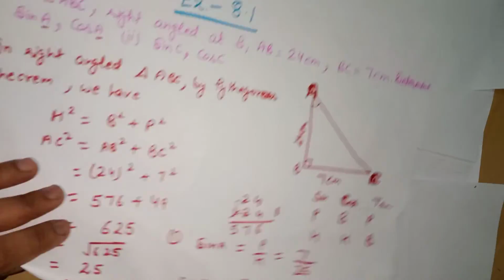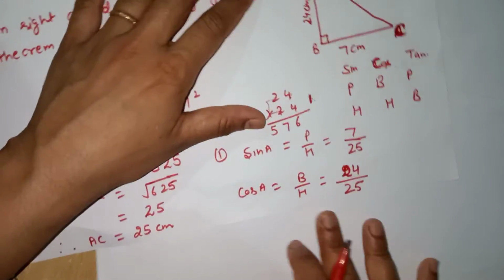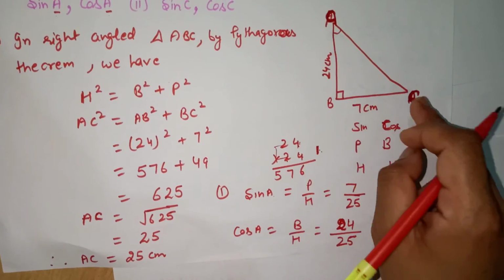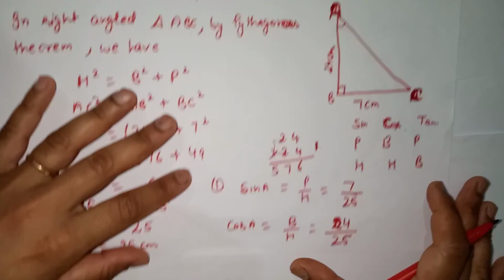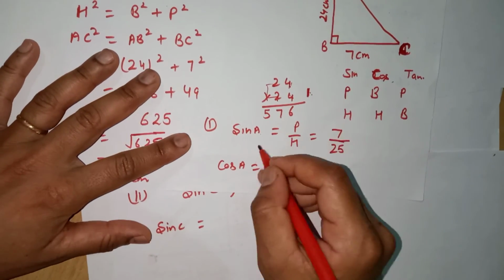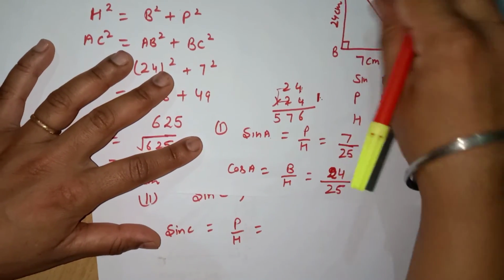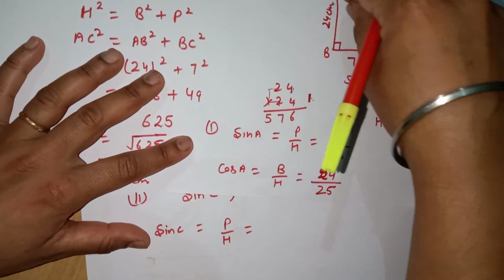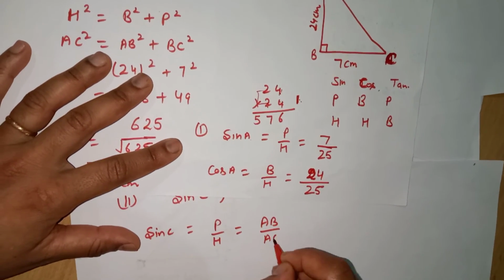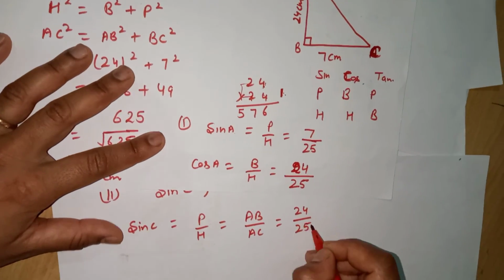Now for sin C, we will take the triangle in this way. We are considering the angle C here. So the side opposite to it is the perpendicular side, and the side adjacent to it is the base of the given triangle. So sin C, the value of sin, was perpendicular upon hypotenuse. Here, if we consider C, then the opposite side, the perpendicular, is AB upon hypotenuse AC. AB is 24 centimeter and AC is equal to 25.